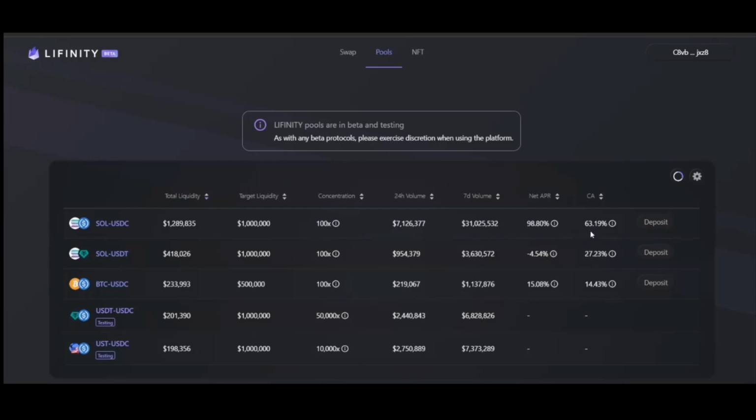And similarly, you can look at it for the Sol USDC pool. This generates an extra 63% of revenue compared to a constant product pool. So if this were a constant product pool, its APR would be only 35%.